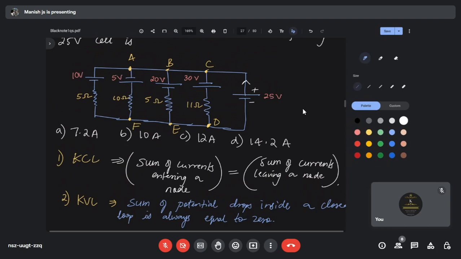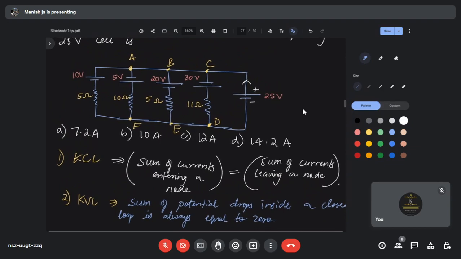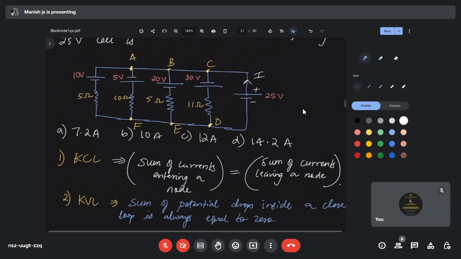So current is always going to move from the region of higher potential to the region of lower potential. So there are 2 terminals. If you look at a battery, you can see that there are 2 polarities, right? 2 terminals. From the positive region, the current is going to move across to the negative region. That is the conventional direction of current. So we can take this as current I.